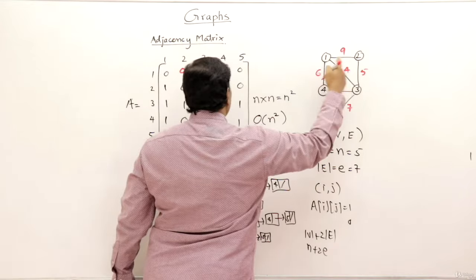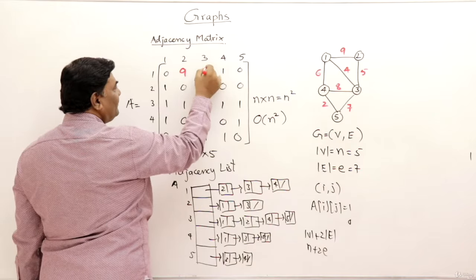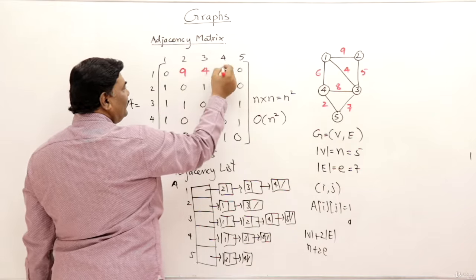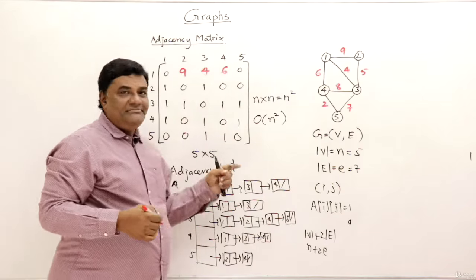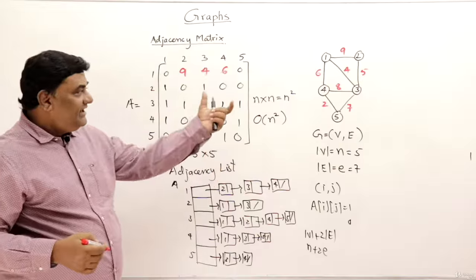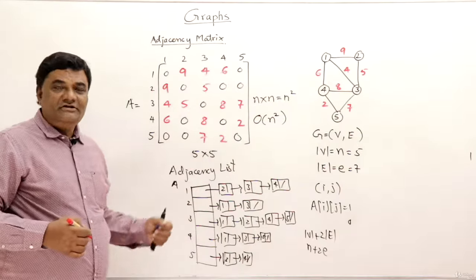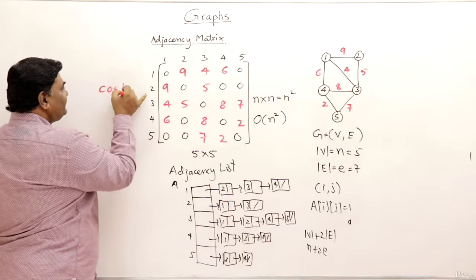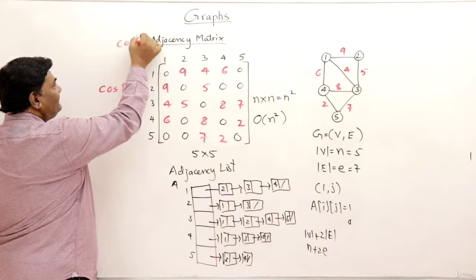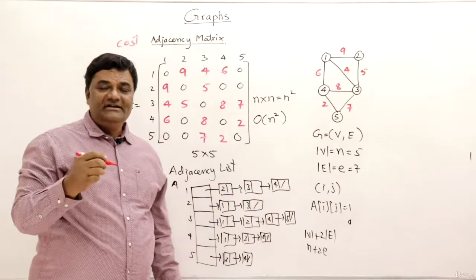So the edge from 1 to 2 is 9, the cost of the edge from 1 to 3 is 4, and the cost of the edge from 1 to 4 is 6. In this way, all these ones can be changed into the weights of those edges. I'll change them. So here I have changed all of them. Now we can call this a cost adjacency matrix, instead of just calling it an adjacency matrix, because the matrix is representing the cost of edges.